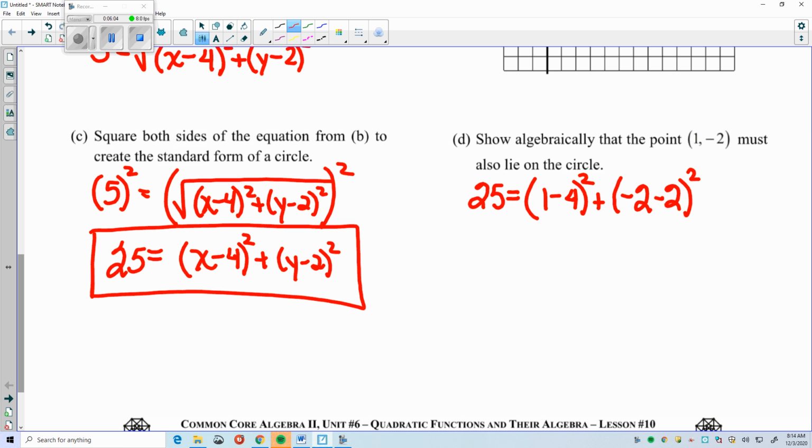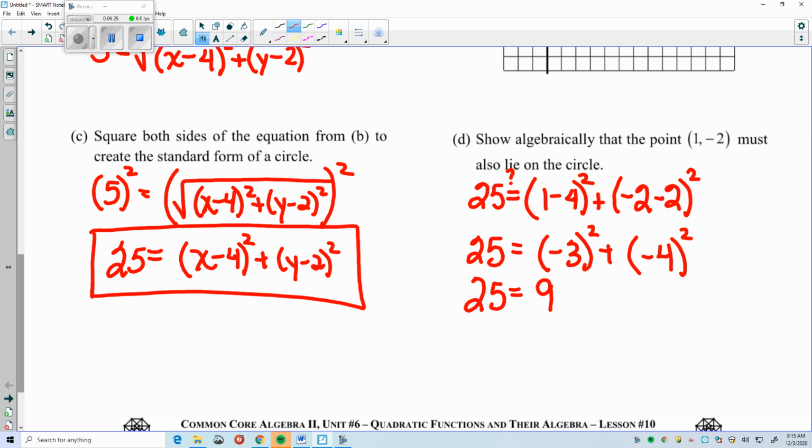Okay, and again, to prove this, it's kind of like a test here. I'm saying, is 25 really equal to all of this simplified? Okay, so 1 minus 4, I get a -3 squared. -2 minus 2, I get a -4 squared. Again, we're testing. So -3 squared, I get a +9. -4 squared, I get 16. And when we add this up, I have 25 equaling 25. So what we've just done is we've verified algebraically that that point lies on the circle.